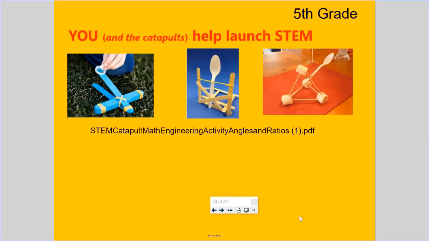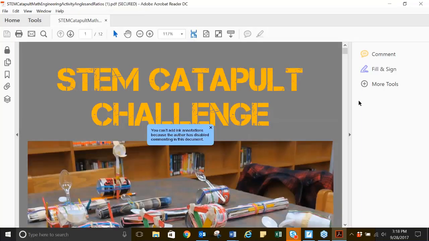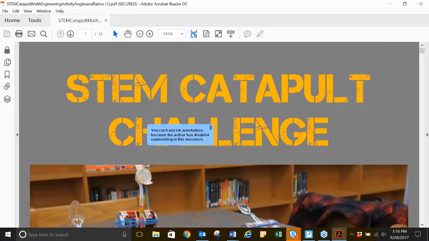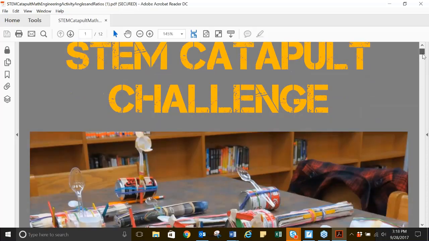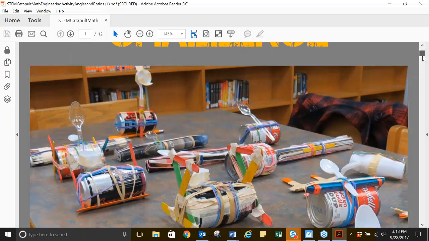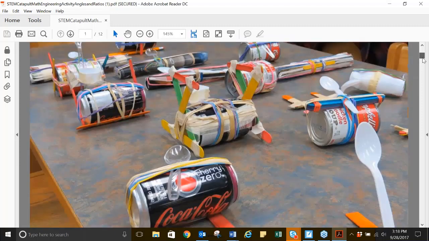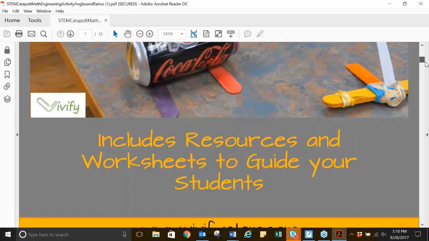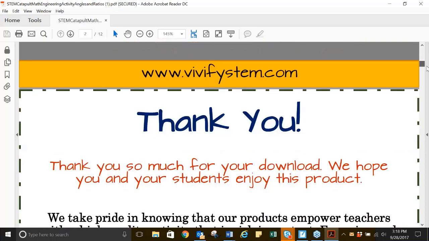And then the fifth grade is a catapult. And then we kind of relate it back to, of course, this is the beginning of the year. It's just getting them in that STEM thinking. So it's you and the catapults help launch STEM. So if you click on that and scroll down, this one just kind of takes it a little more in depth. Of course, they're fifth graders. They've had the whole STEM process for the past 2 years. So we can add a little bit of math into it, a little bit more science into it.